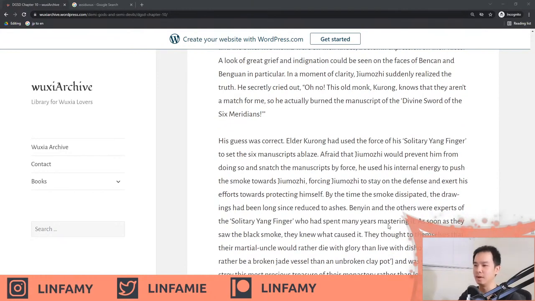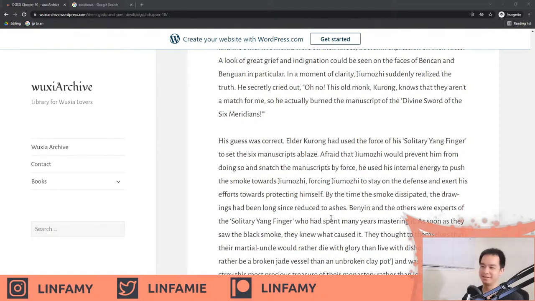His guess was correct. Elder Kurong had used the force of his Yi-Yang finger to set the 6 manuscripts ablaze. Afraid that Jiumozu would prevent him from doing so and snatch the manuscripts by force, he used his internal energy to push the smoke towards Jiumozu, forcing Jiumozu to stay on the defense and exert his efforts towards protecting himself. By the time the smoke dissipated, the drawings had long since been reduced to ashes.